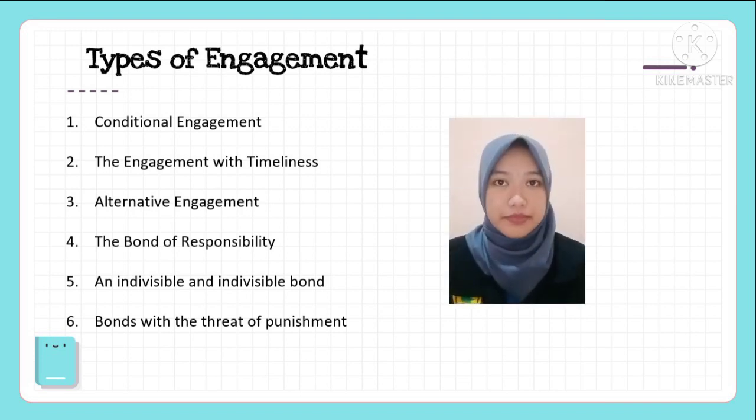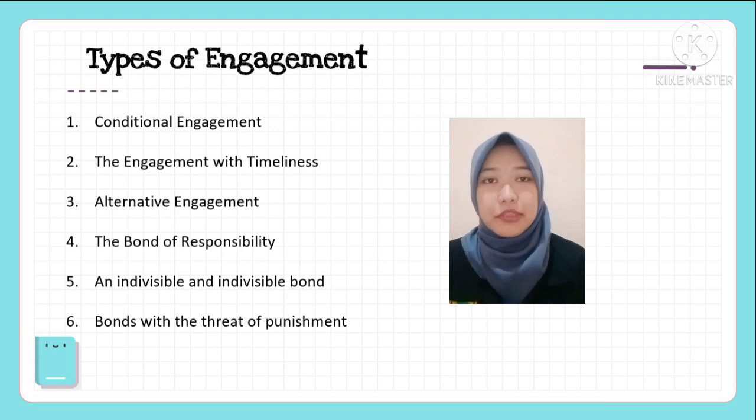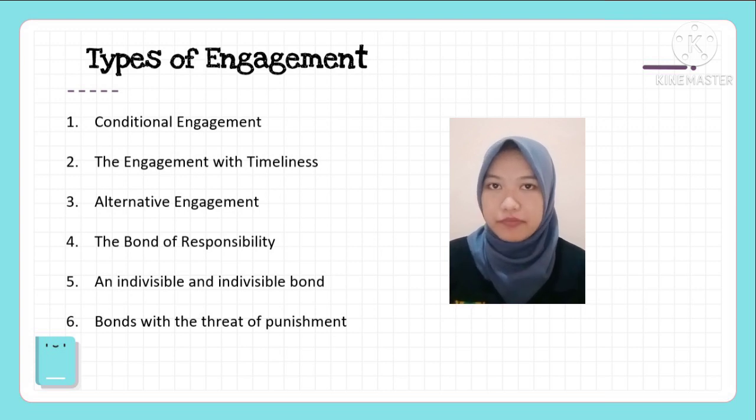Types of engagement are conditional engagement, engagement with a timeline, alternative engagement, joint and several responsibility bond, divisible and indivisible bond, and bond with the threat of punishment.